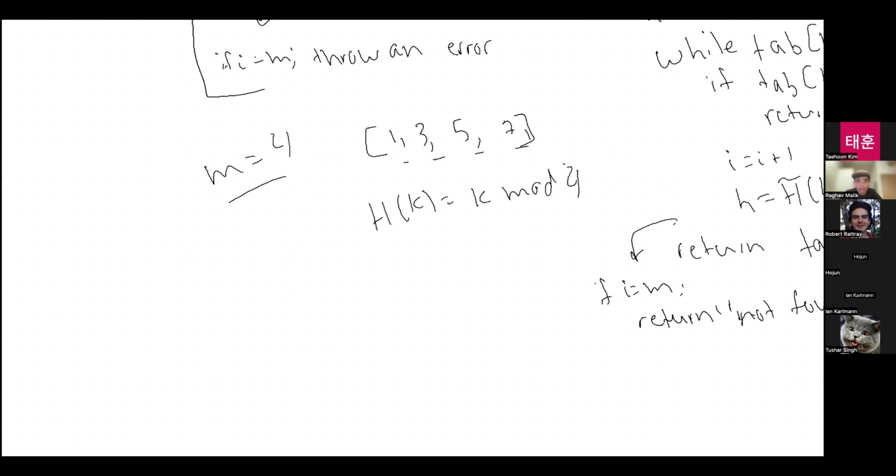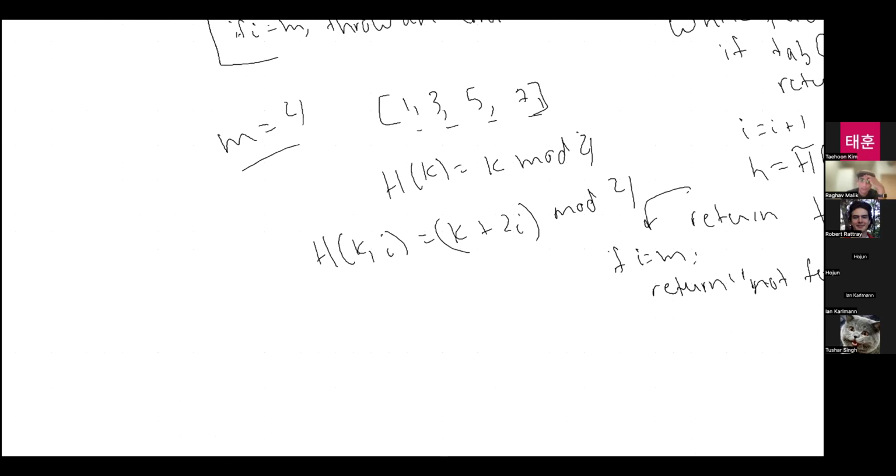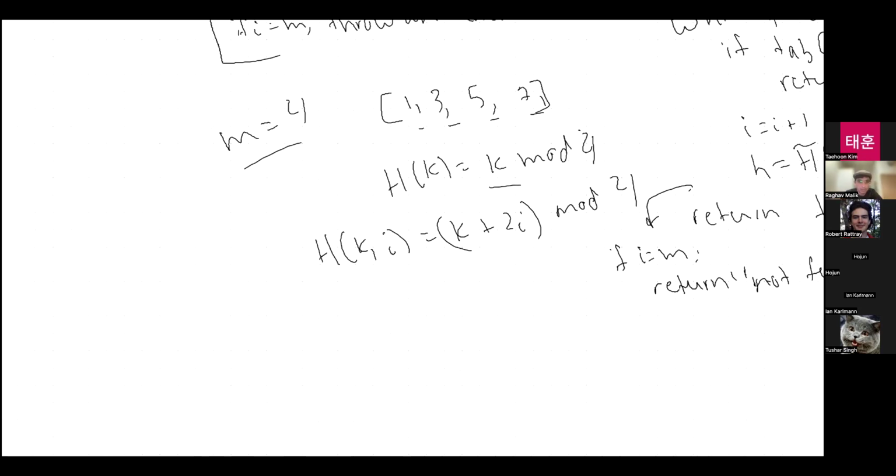Nice and easy. And then actually what I want to say is H of K comma I is K plus 2I mod 4, right? So when I equals 0, I'm just looking at K mod 4. When I equals 1, I do K plus 2, and so on, right? What happens if I insert these four things into a table?